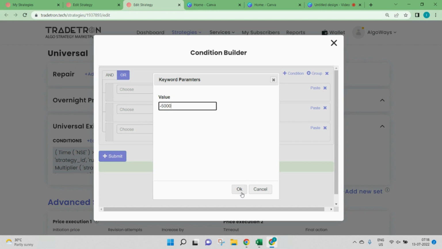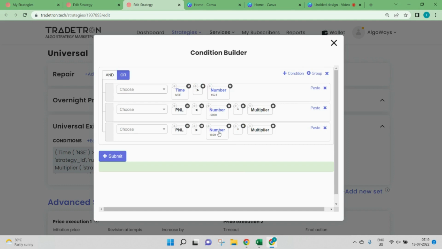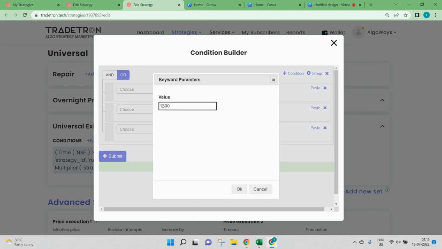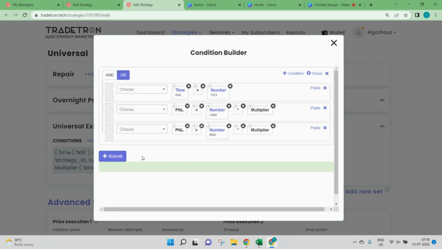So if you are keeping minus 5000, it means you are allowing your strategy to stay longer in the market, but at the same time, you are ready to take that 5000 rupees loss. Okay, and for PNL we can keep whatever we want. Suppose 6000. So these all depend upon how much play you want your strategy to do during the day.